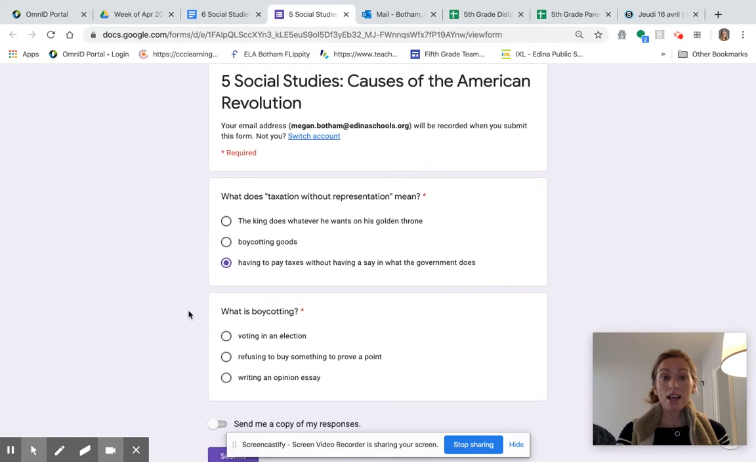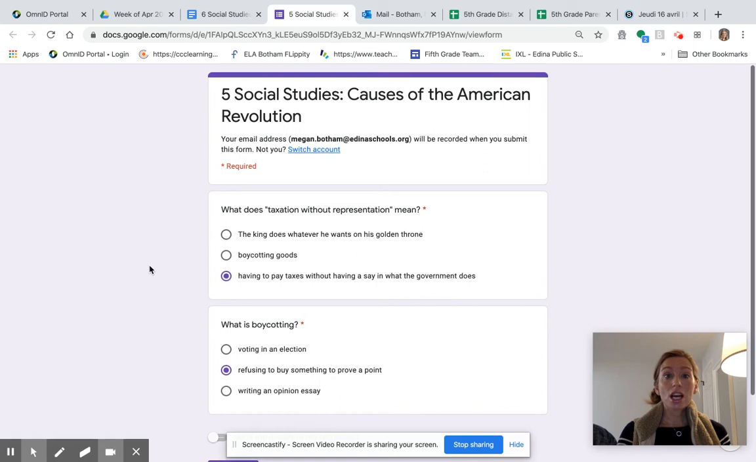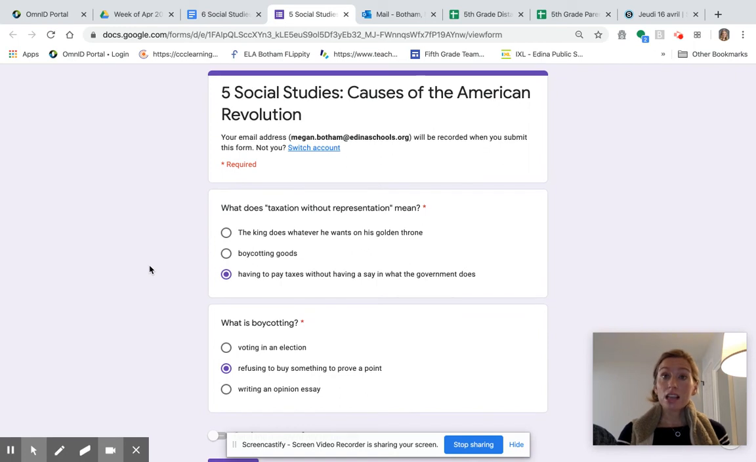The next question is, what is boycotting? Boycotting is refusing to buy something to prove a point. Boycotting still happens today sometimes. If a person finds out that a company has practices that they don't agree with, sometimes they boycott, they choose not to buy from that company. And boycotting was really big, especially around things like sugar and tea for the American colonists, because they were trying to prove their point to England, saying that we don't agree with what's happening here.